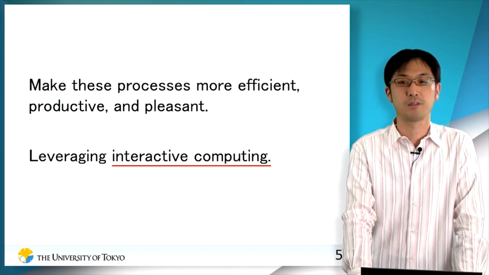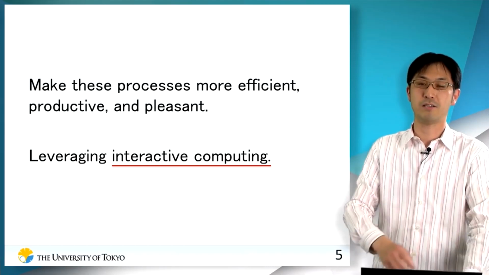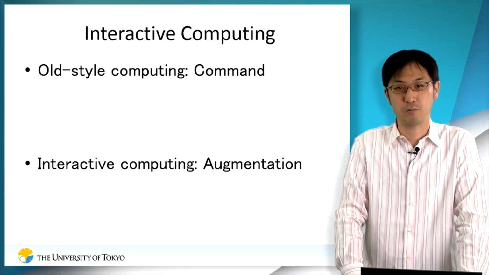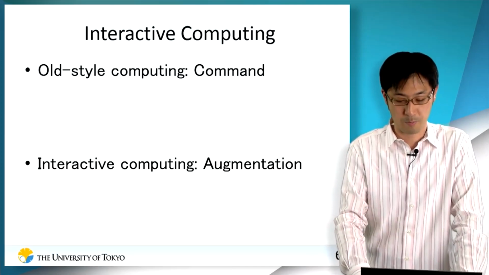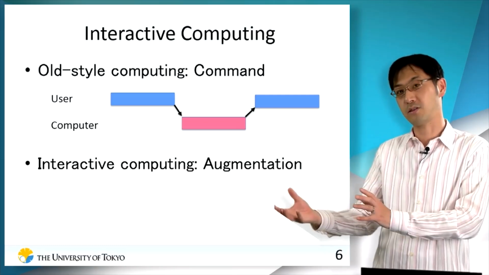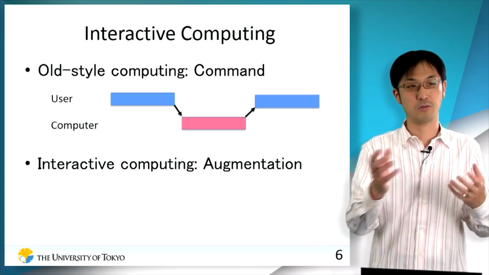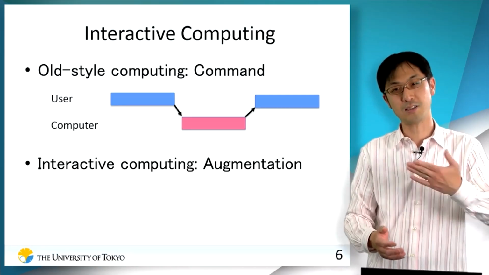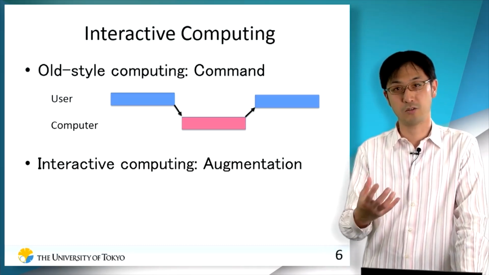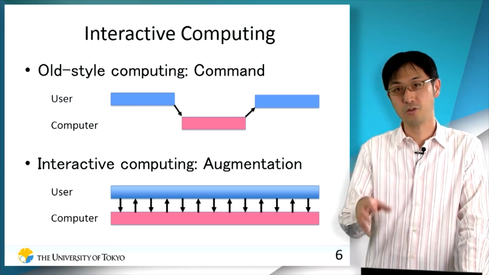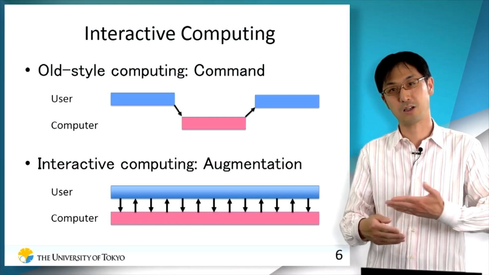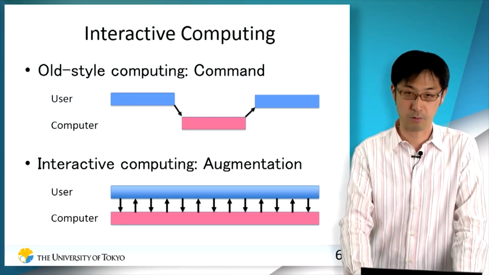Let me now describe what we mean by interactive computing. Let me compare interactive computing with old-style command-based interaction. Old-style interaction is command-based. The user gives a command to a system, the system does a task, and then the user sees the result. This is kind of asking a computer to do something. But by interactive computing, we mean more like an augmentation of human activities like this. The user continuously works on a problem, and the system continuously provides feedback. This is the kind of working style we want to emphasize in this course.